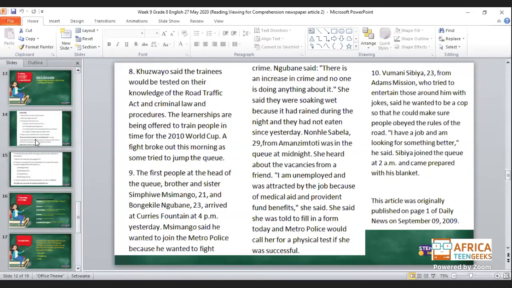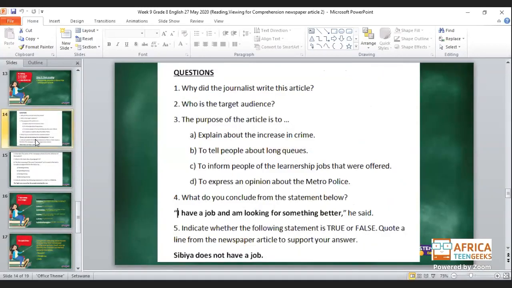Thank you so much. So we are left with a few minutes. So we are going to use those few minutes to answer questions. Remember, if you want to answer, raise your hand and I'll give you a chance to speak. Number one, why did the journalist write this article?